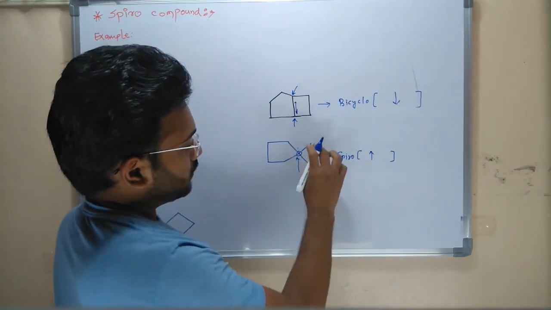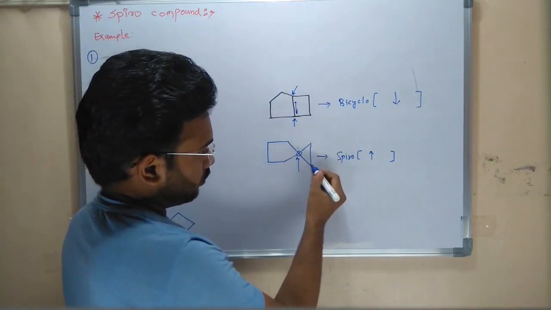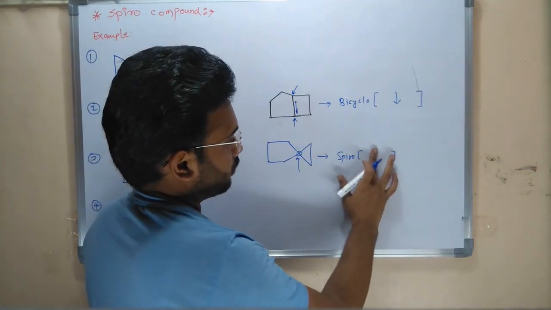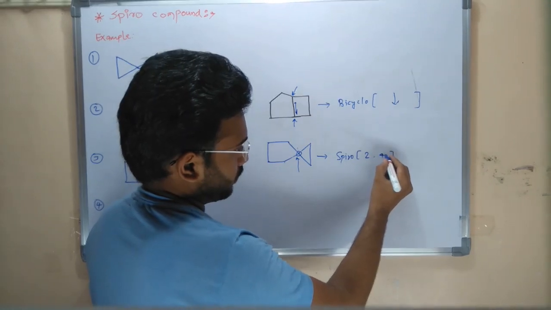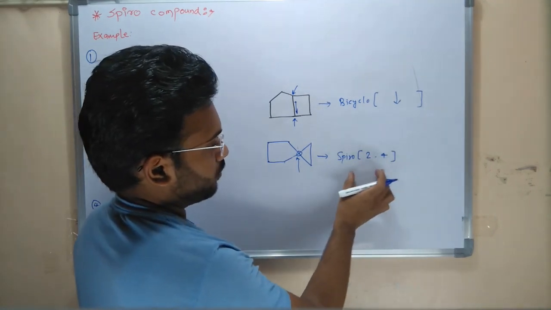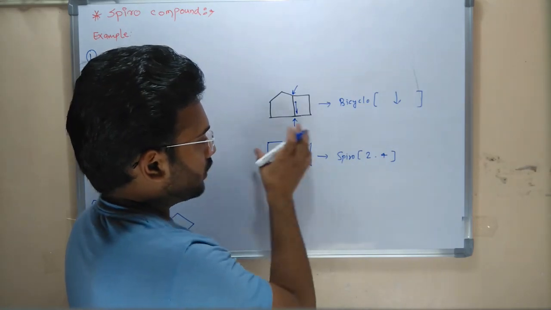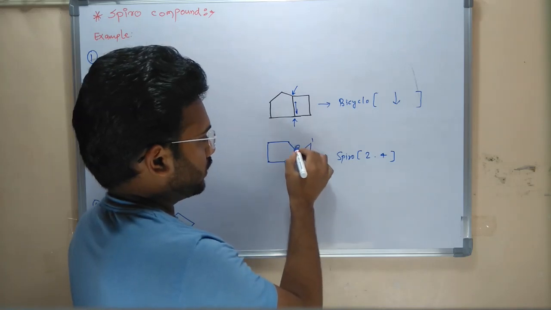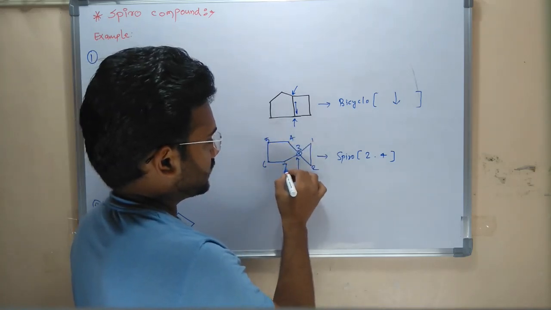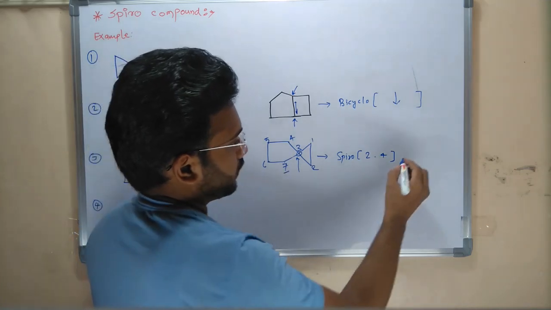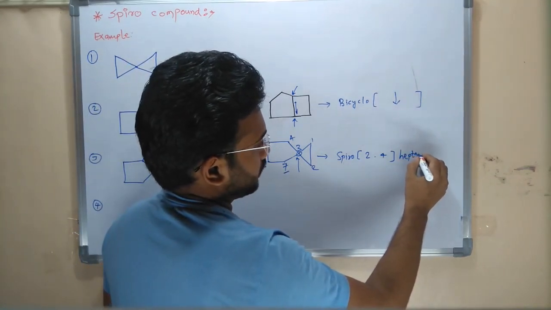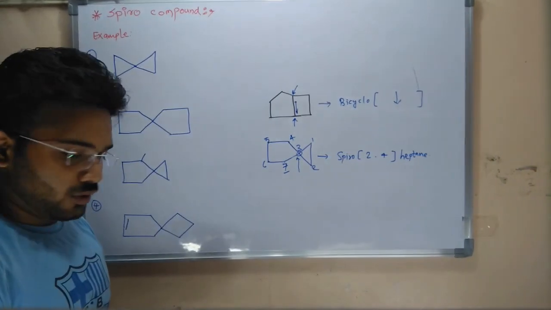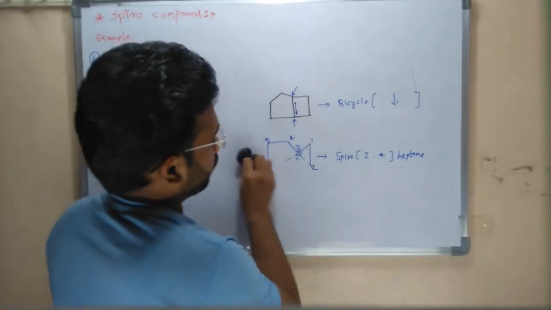In this spiro compound, in this ring there are 2 carbon atoms, and in this ring 1, 2, 3, 4, that is 4 carbon atoms. That's why you have to write first 2, then 4, and at the end of the IUPAC name you have to write the total number of carbon atoms in the compound. See, 1, 2, 3, 4, 5, 6, 7, total number 7. That's why we have to write heptane here. This is very simple to write the IUPAC nomenclature of the spiro compounds. Now next I will explain with various examples.